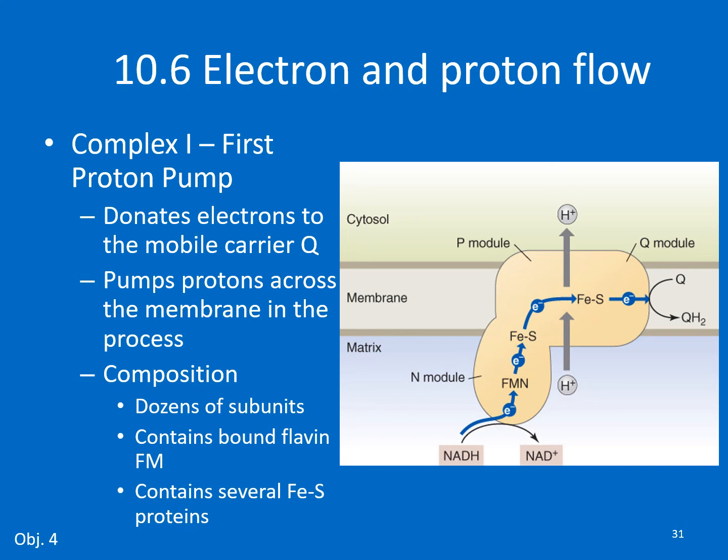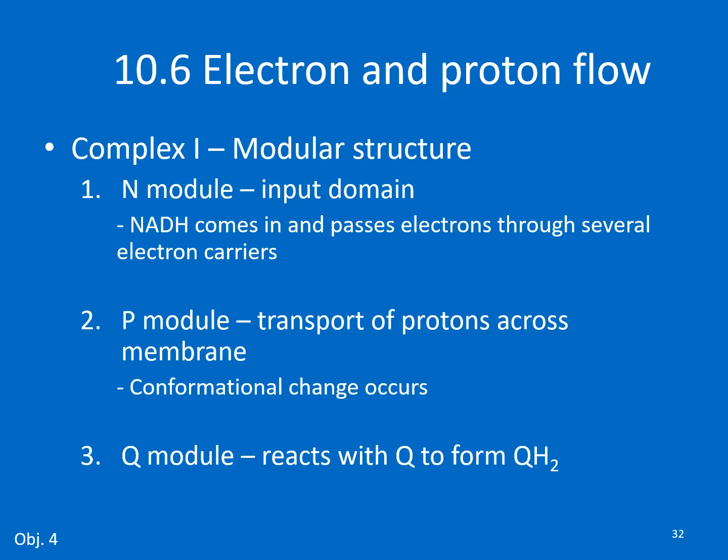This enzyme complex has dozens of subunits. It's huge. It contains bound flavin, as you can see with the FMN right there, and lots of little iron sulfur complex mini proteins. We don't need to know the huge structure of the first proton pump, complex 1. Just know that this enzyme complex is indeed pretty complex. It's got a lot of parts to it. So we will dive into this just a little bit. You don't need to memorize the individual proteins within. There are just too many.